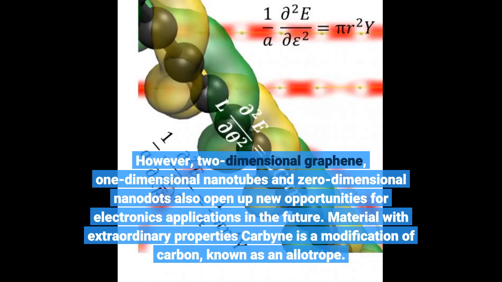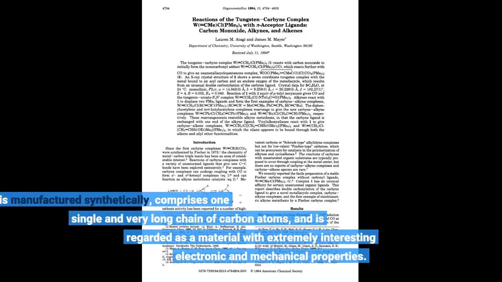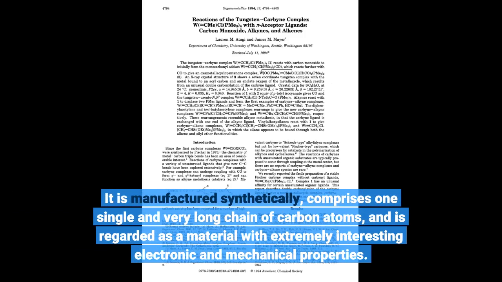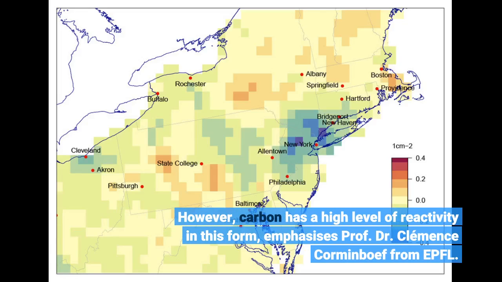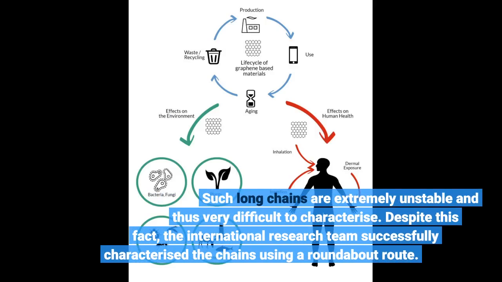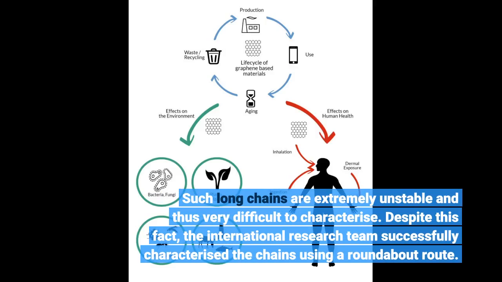Material with extraordinary properties. Carbyne is a modification of carbon, known as an allotrope. It is manufactured synthetically, comprises one single and very long chain of carbon atoms, and is regarded as a material with extremely interesting electronic and mechanical properties. However, carbon has a high level of reactivity in this form, emphasizes Professor Dr. Clémence Corminboef from EPFL. Such long chains are extremely unstable and thus very difficult to characterize. Despite this fact, the international research team successfully characterized the chains using a roundabout route.